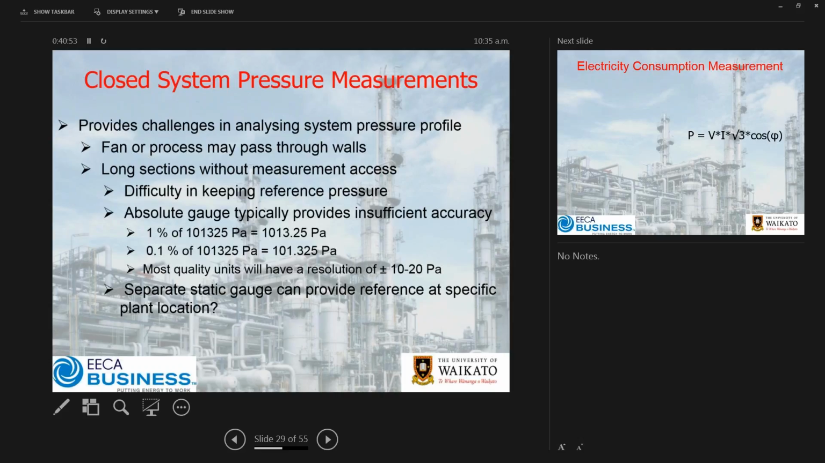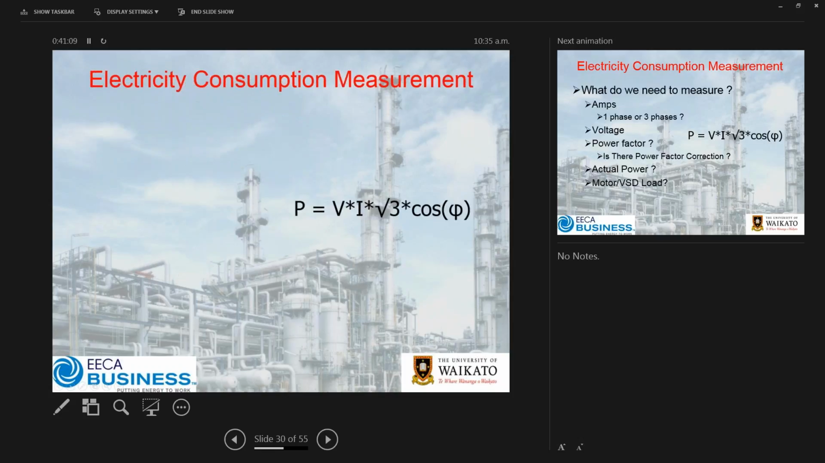So as a rough rule of thumb, you can see that if you're measuring down to 10, 20 pascal differences, a few meters here and there can actually start to impact on the relative accuracy of your measurements if you're using an absolute pressure gauge.